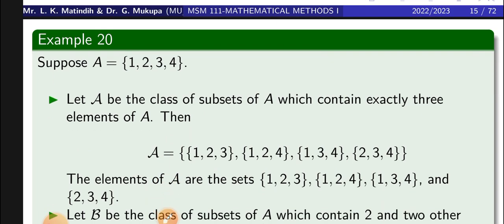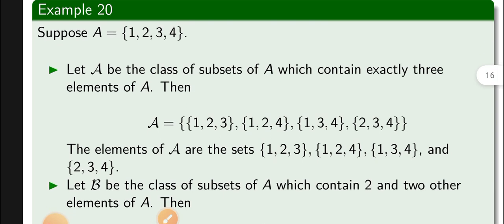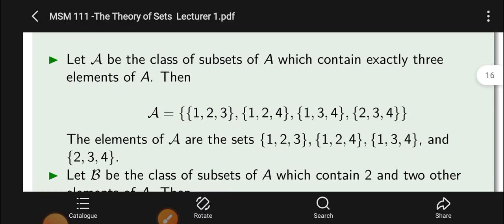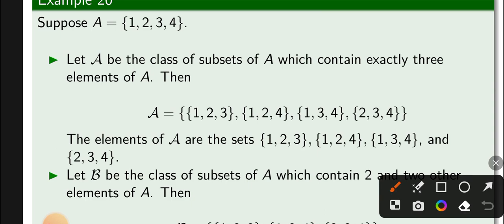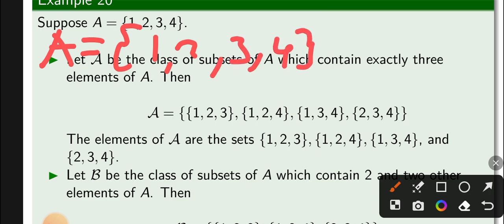Suppose A is equal to {1, 2, 3, 4}. Let A be the class of subsets of A which contain exactly 3 elements of A. So you've seen how they've written this. Set A is {1, 2, 3, 4}. Then let A be the class of subsets of A which contain exactly 3 elements of A. So we are going to get the first 3 elements, 1, 2, 3.